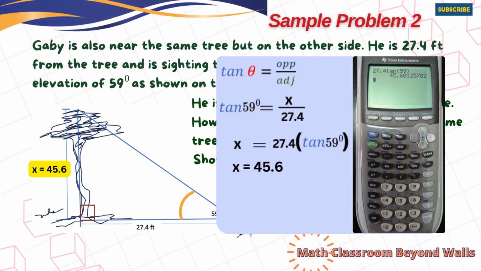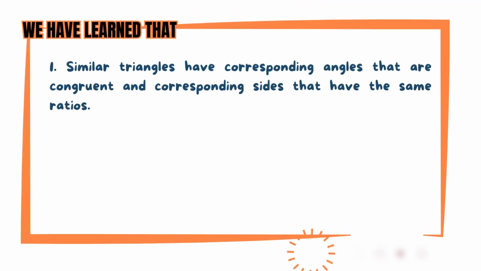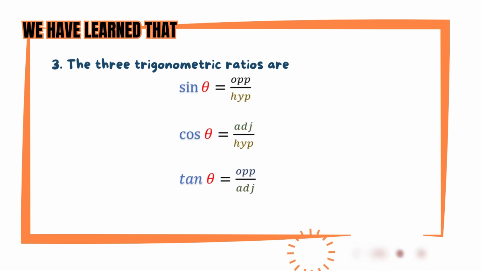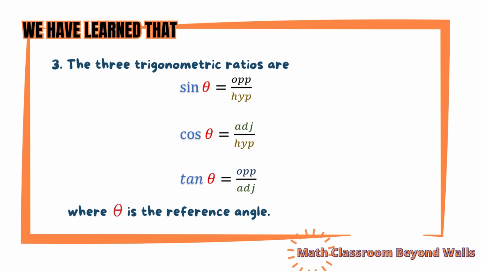There you are, learners. I hope you acquired lots of learnings in today's video. Let us then summarize what we have learned in today's video. We have learned that, first, similar triangles have corresponding angles that are congruent and corresponding sides that have the same ratios. Second, the equality of the corresponding ratios for similar right triangles forms proportions that allow for finding the lengths of the missing sides. Third, the three trigonometric ratios are sine theta is equal to opposite side over hypotenuse, cosine theta is equal to adjacent side over hypotenuse, tangent theta is equal to opposite side over the adjacent side, where theta is the reference angle.